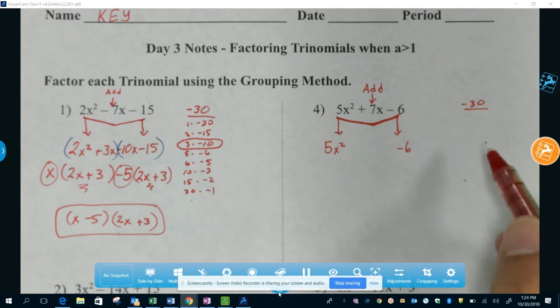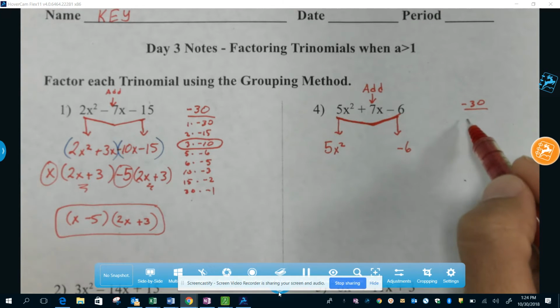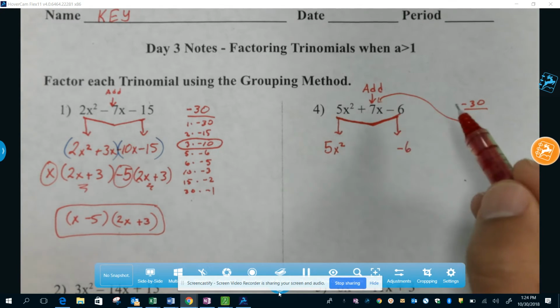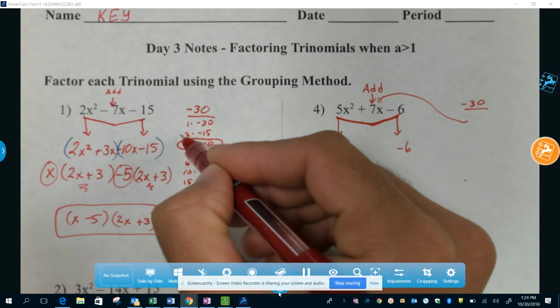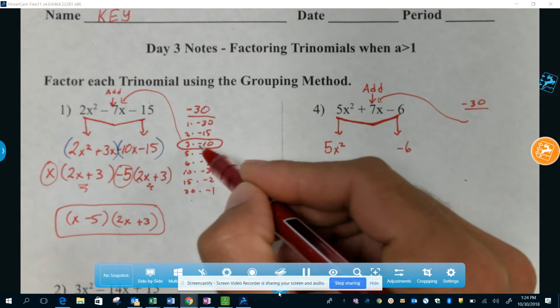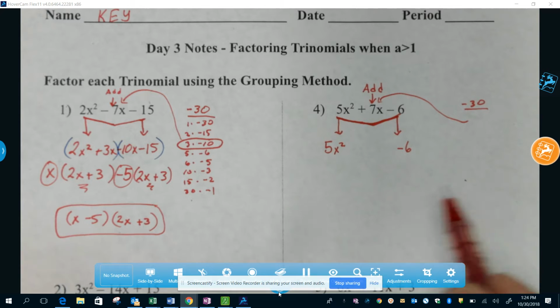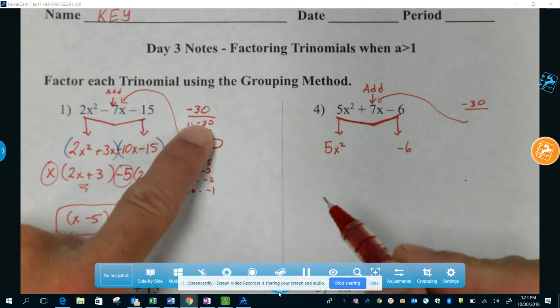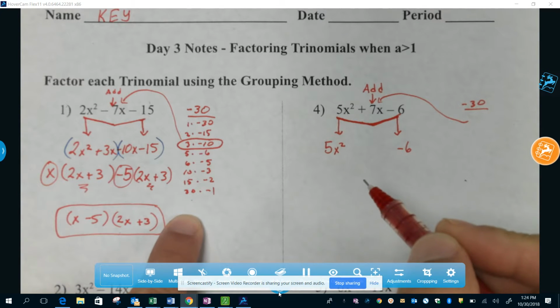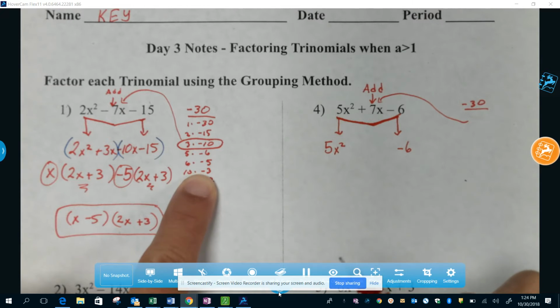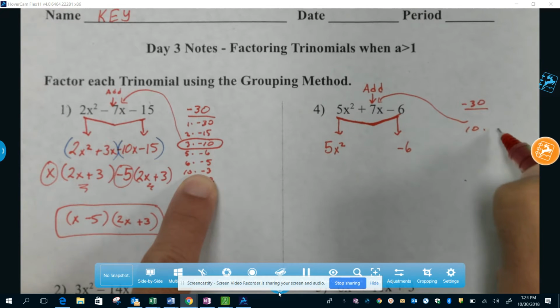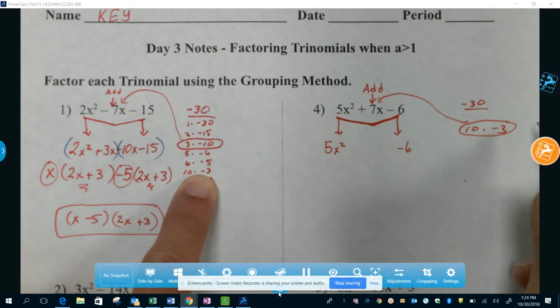So I'm not going to rewrite them. But now I'm looking for the numbers that add up to the middle term of positive 7. Here we chose these guys because they added up to negative 7. Well, now I need to know which ones add up to positive 7. So if I look at all my options that I've already come up with, the one that adds up to positive 7 is going to be 10 minus 3. So positive 10 and negative 3.